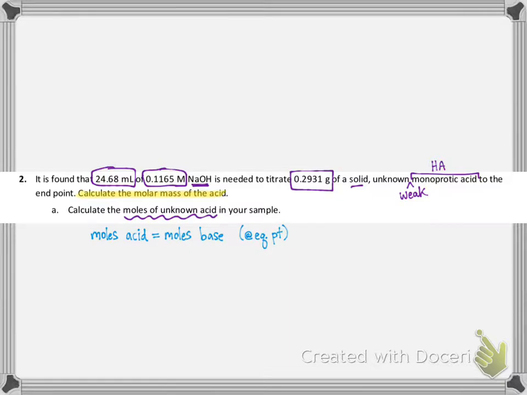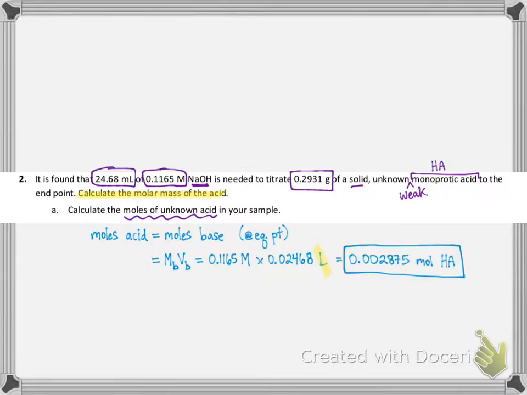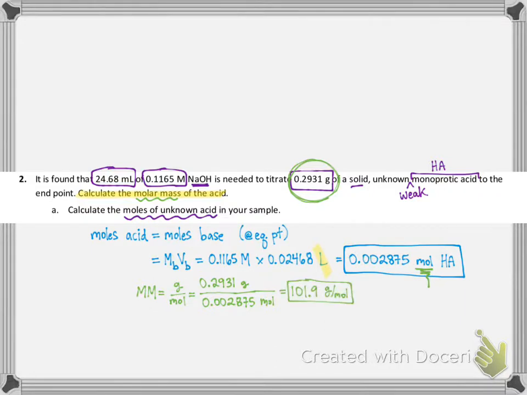Well, it's easy to find the moles of base because I know the molarity and I know the volume. Please notice I had to use liters in this calculation because I'm trying to solve for moles, and it's a pretty tiny number. So now, if you want to calculate the molar mass of this acid, well, you know how many moles you have, and you know how many grams you have. Well, molar mass is literally grams divided by moles. So I'm just dividing the number of grams that they measured out by the moles that I calculated. So this acid had a molar mass of 101.9 grams per mole.